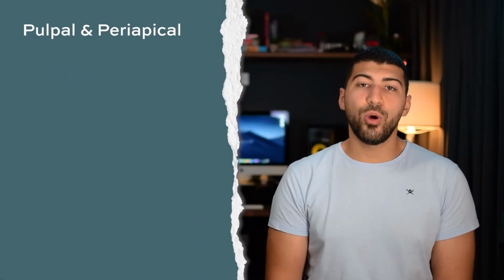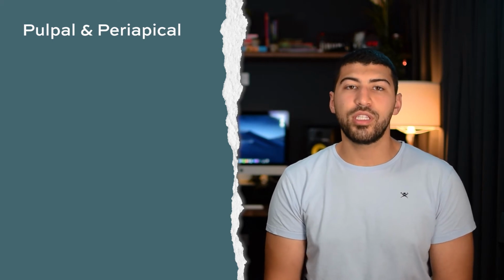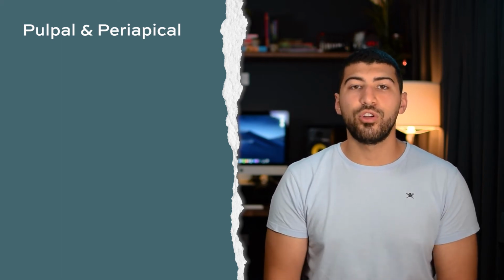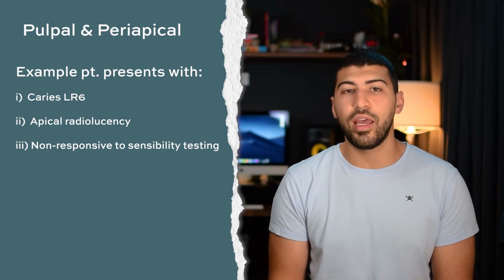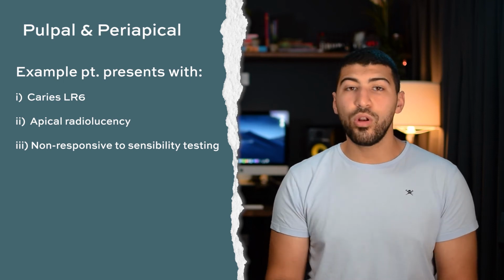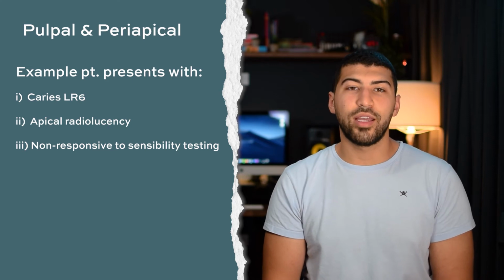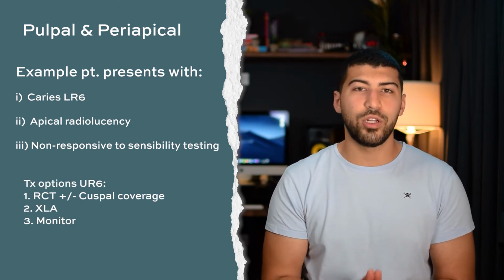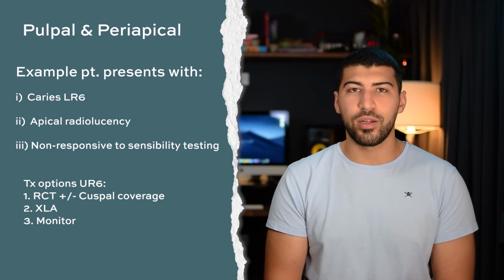Next on the list is pulpal and periapical tissues. This is where you need to look at the chart and radiographs and see which teeth need root canal treatments. For example, on your chart you might have seen carious lower right 6, and on your radiograph a big apical radiolucency, and the tooth was non-responsive to sensibility testing. All of this points to the need for a root canal treatment. In your treatment plan, you would write lower right 6 root canal treatment or XLA, and then explain the two treatment options to the patient and decide which they want.